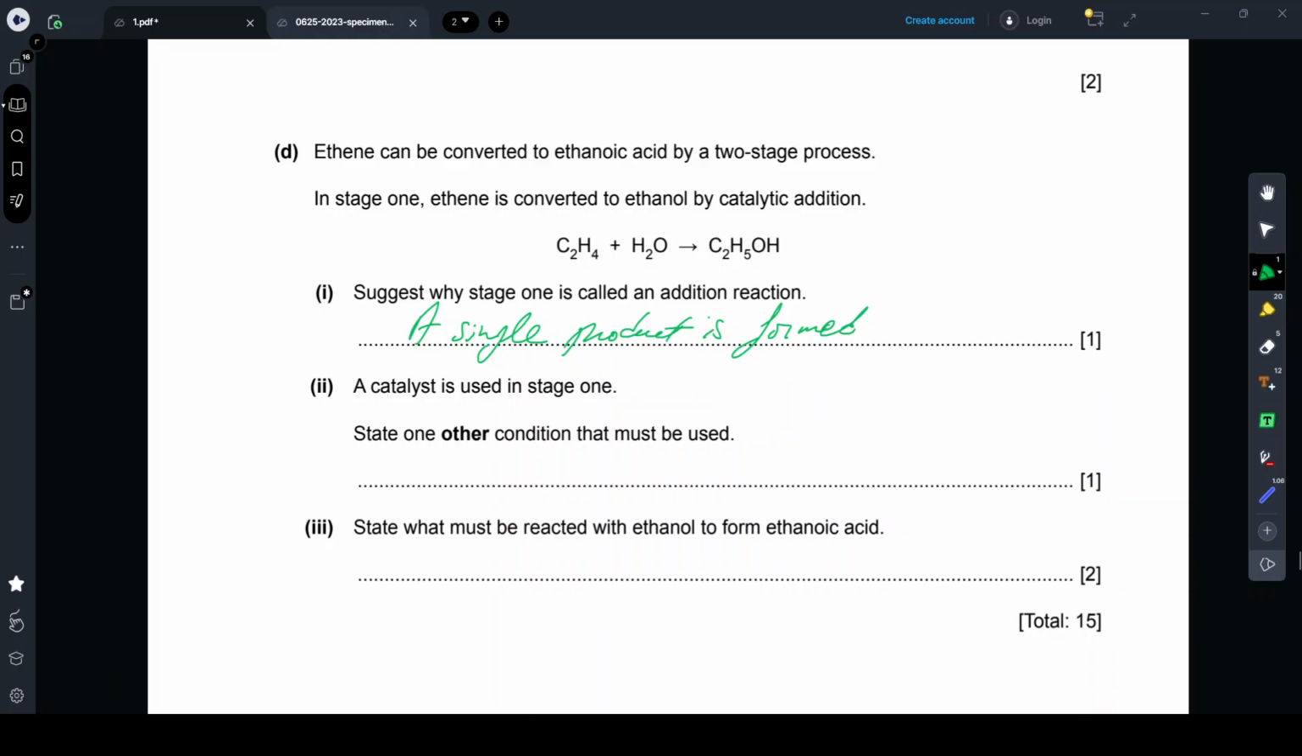A catalyst is used in stage one. State one other condition that must be used. High temperature or high pressure? Right. So let's say we could go with high temperature. What they've said in the mark scheme is temperature above 100 degrees. Now, 100 degrees Celsius technically is not really high.